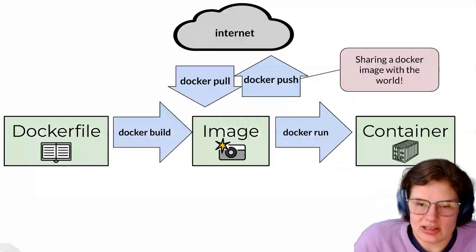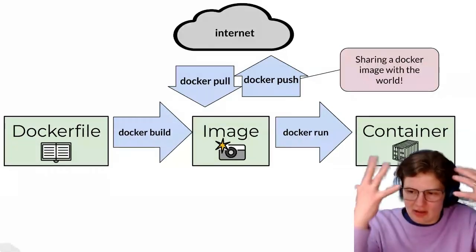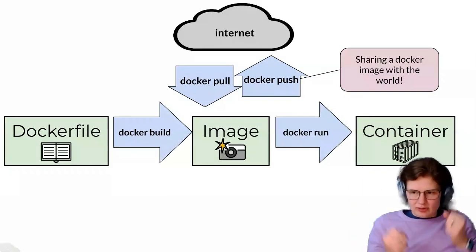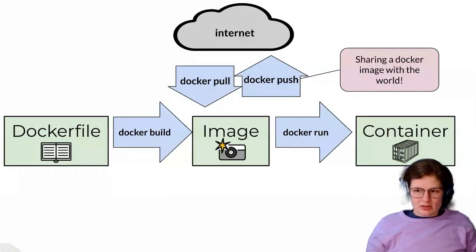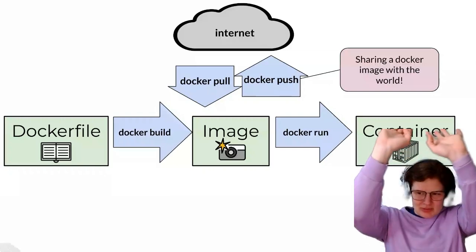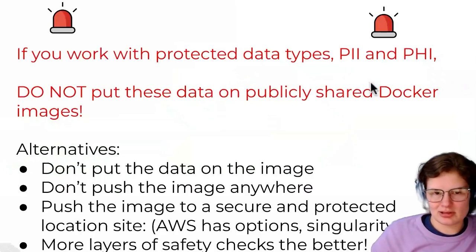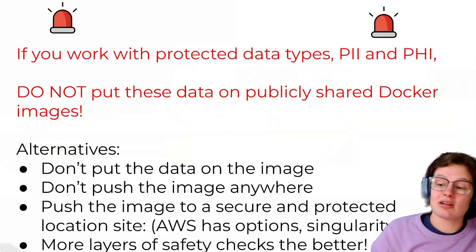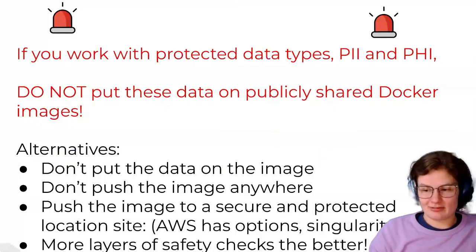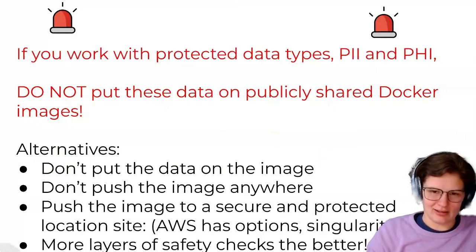All right, so what does this look like? We talked about Docker pulling being bringing an image from the internet to our local computer, so it stands to reason that pushing is then pushing that back up to the internet. So, sharing a Docker image with the world. Here is the most important slide that I will have in this whole thing, okay?